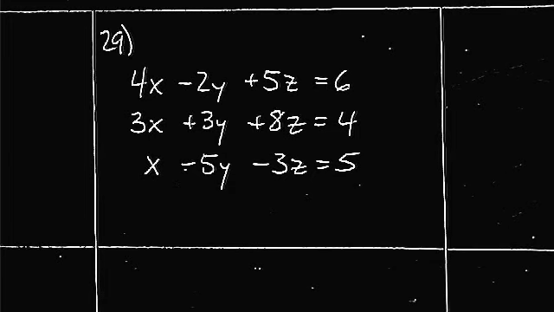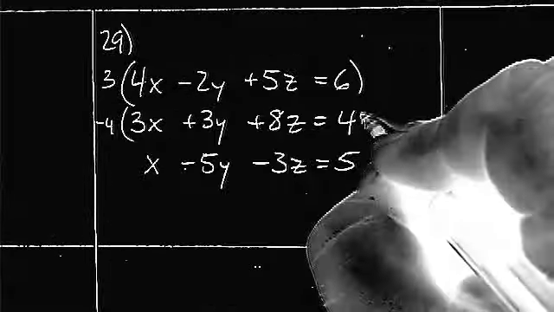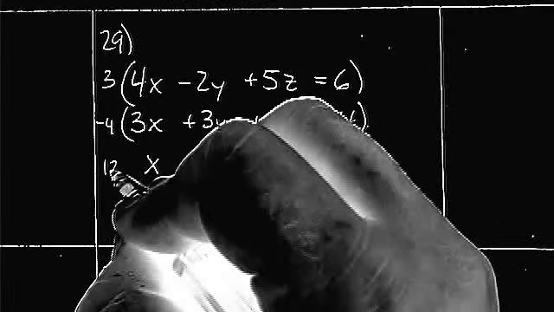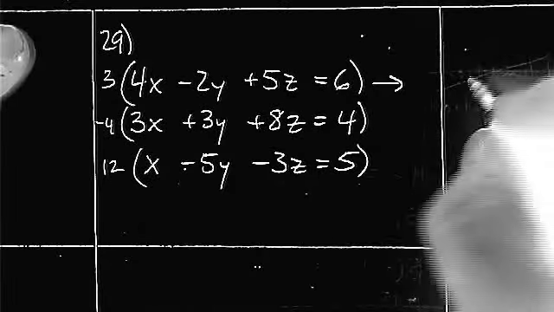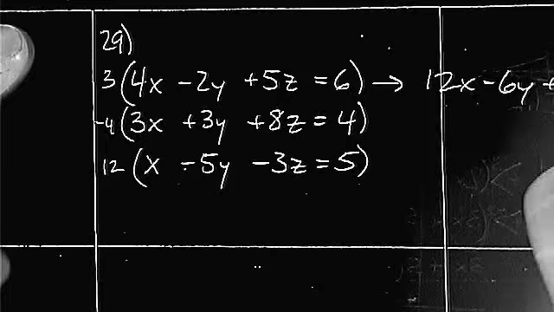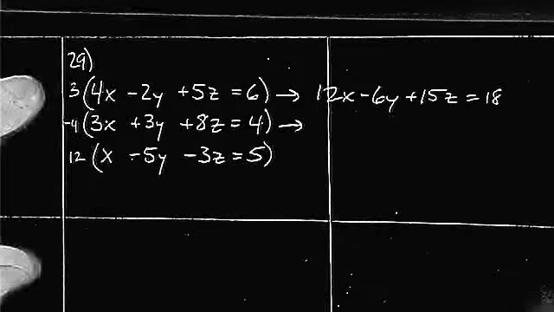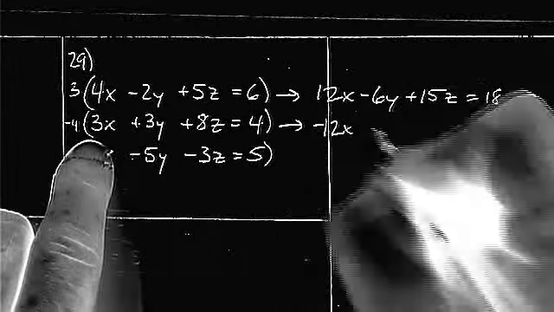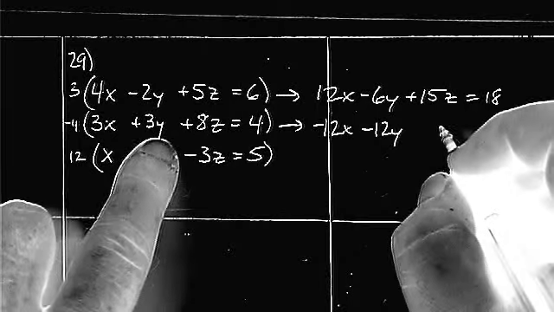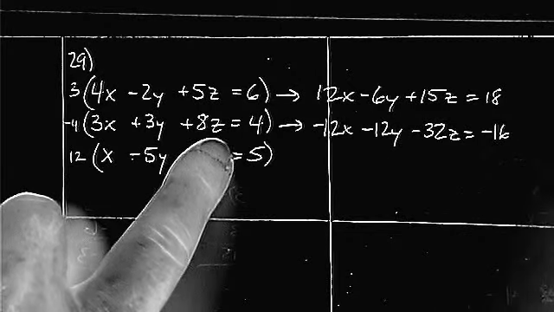This one, let's see, if I had to get rid of one variable, I think I would try to get rid of, let's say, the x's. So I'm going to multiply this one by 3, this one by negative 4, and this one by 12. So that's going to give me 12x minus 6y plus 15z equals 18. And the next one's going to give me negative 12x minus 12y minus 32z equals negative 16.